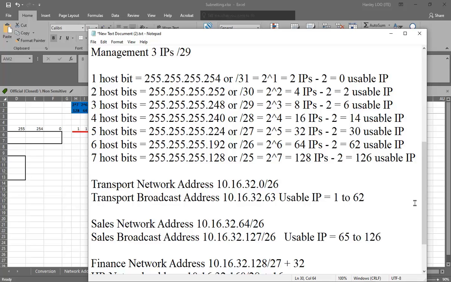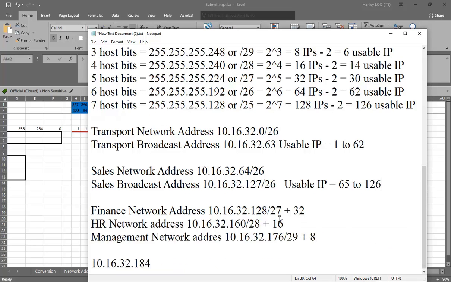Basically, you just need to repeat this process for all the other departments. And this is how you can derive all the necessary IP addresses making use of variable length subnet mask, before you can use the range of usable IPs to assign the IP addresses to all the end devices such as your computers, the interface on the switch, or the interface on the router.